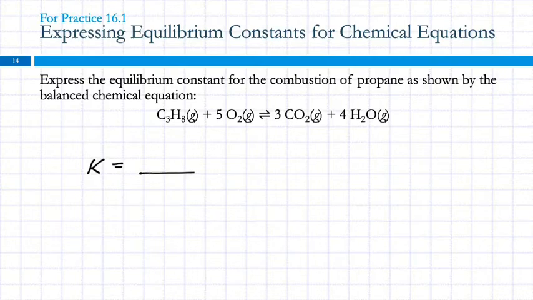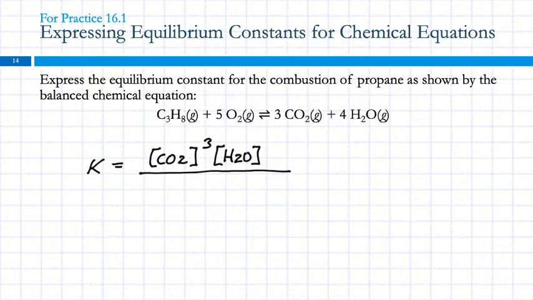Okay, so what are we looking for in the numerator here? The products. The first product we see is CO2, and the coefficient is 3, so that's the exponent. The next one is H2O, and its coefficient is 4, so that's the exponent. The reactants go in the bottom. So we've got C3H8, and what's the exponent for that one? 1. It's an unwritten 1 here, so we can leave it an unwritten 1 there. And then we have O2 to the 5th power. That's it.